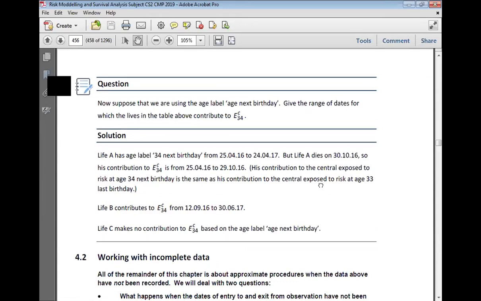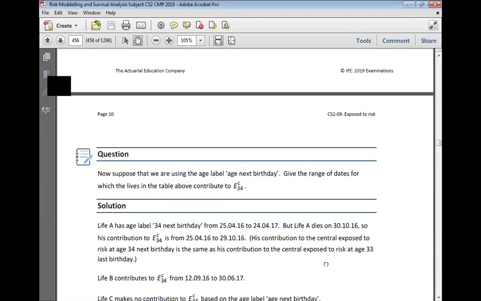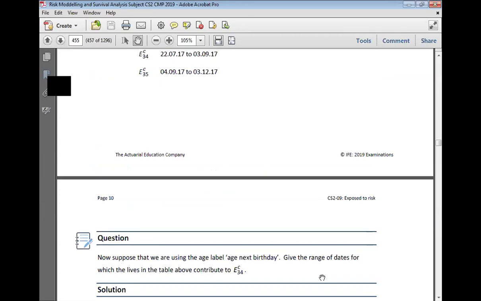Okay, so now let us try to do something else. So, Mihir, can you read this question for us? Yes, ma'am. Now suppose that we are using the age label age next birthday. Give the range of dates for which the lives in the table above contribute to E34. Yeah, so central exposed to risk for age 34.